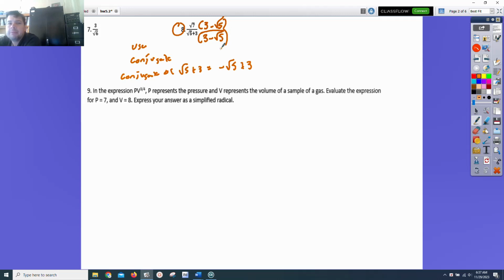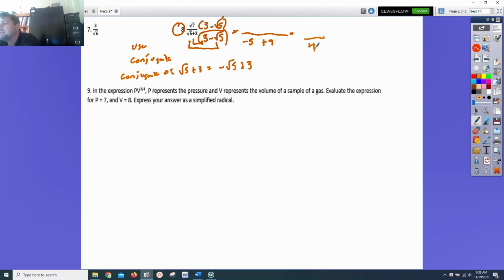And I'm going to crank out the math. The nice thing about using the conjugate, it's an a squared minus b squared pattern. The only thing that matters is the first and the last. Whenever you use a conjugate, it's just first and last. The bottom is going to become root 5 times negative root 5, which is negative 5, and 3 times 3, which is positive 9, which ends up being 4.